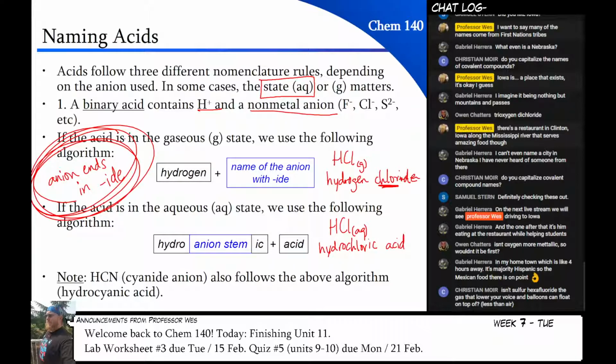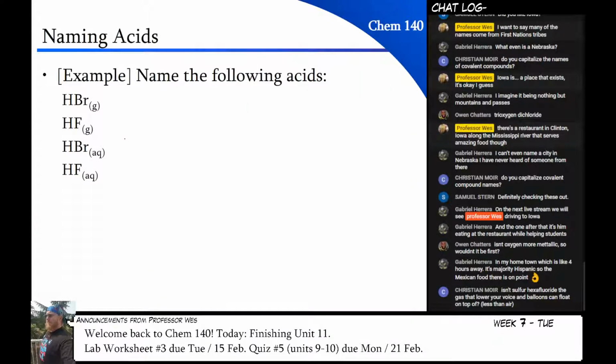And again, we're only really going to see the aqueous state more often than not. All right, so here's some examples. I have included the phases because in this case it is important. I want you to type their names in the chat, or I'm going to do this. 1, 2, 3, 4. Give you 2 minutes to do that.